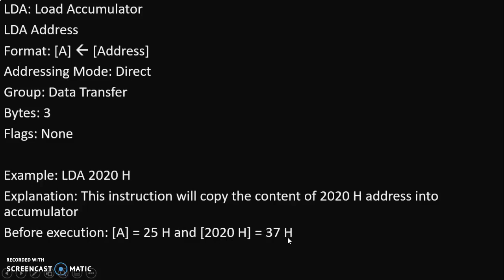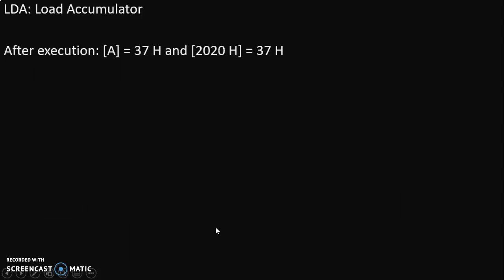Here H stands for hexadecimal, meaning this 37 is a hexadecimal number and 25 is a hexadecimal number, and we want to execute the instruction LDA 2020H. Now on the 2020H address the data is 37. Because of LDA, what will happen? This 37 will get copied into the accumulator, and the new value of the accumulator after execution will become 37H, and the content of the address will remain unchanged. Content of 2020H will remain 37H.